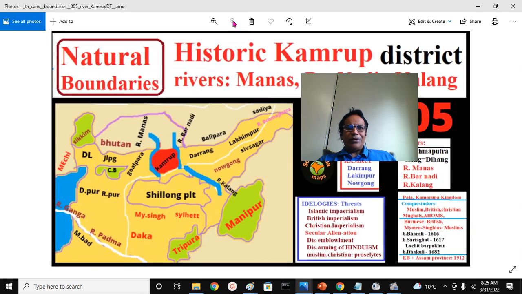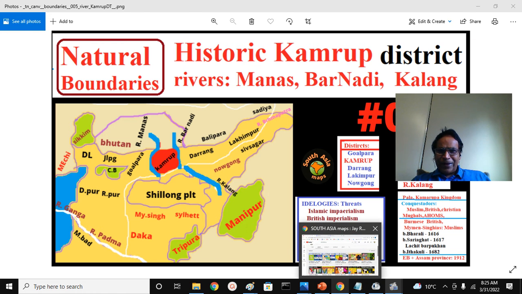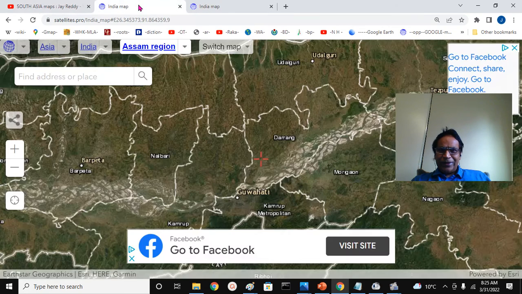That is about the historic Kamrup district in the Ahom land, the northeastern part of Bharat, demarcated by the majestic Manas river in the west and the beautiful BarNadi in the east, which are the right-hand tributaries of the Brahmaputra, and the Kalang river that separates the Karbi Anglong and Beit-Lang, so part of Karbi Anglong of the Shillong Plateau flows in this region. And I will show you the map so that you will see.